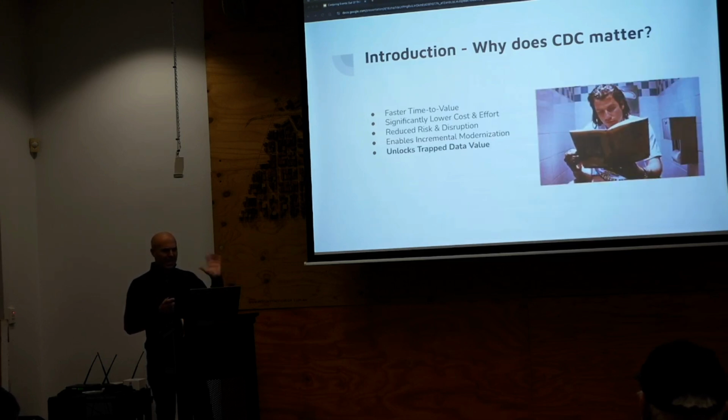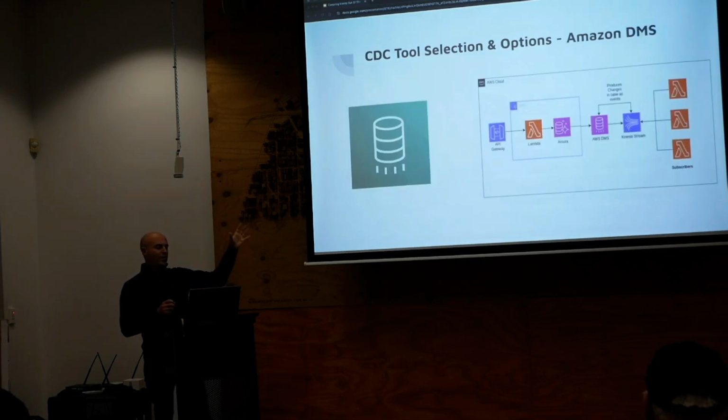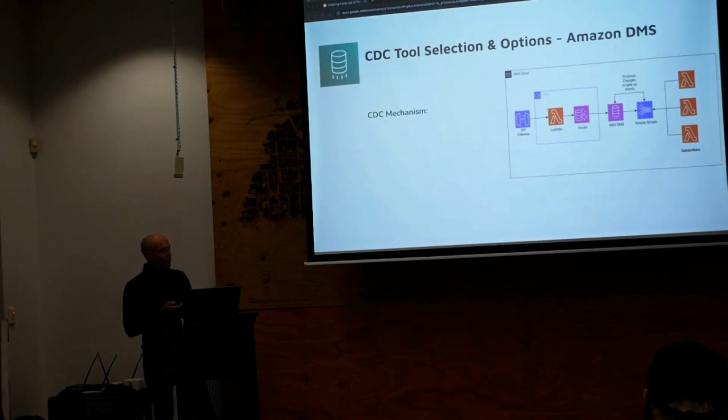So, and last but not least, it helps us make use of our data now. So with CDC, we can make critical data that's locked away in older systems, that's difficult to access, readily available to cloud platforms, data lakes, downstream applications, without complex source code changes to our legacy applications. So let's talk about the various approaches we can take to realize the CDC pattern, and let's start with Amazon DMS. So how does it work?